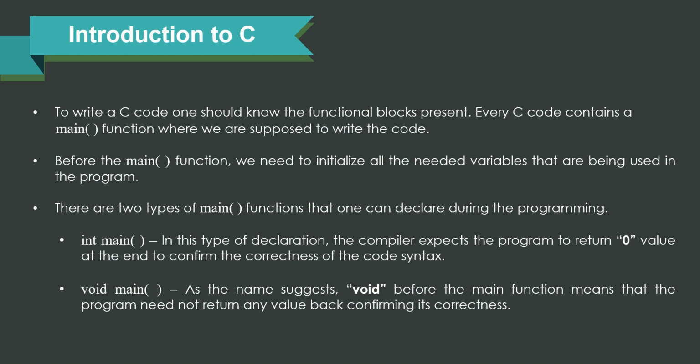To write a C code, one should know the functional blocks which are present in the program first. Every C code contains a main function where we are supposed to write the code. Before the main function, we need to initialize all the needed variables that are being used in the program. There are two types of main functions that one can declare using the programming. One is int main, another one is void main. In the type int main, we got to use the return 0 at the end of the program to conform to the coding guidelines. Void main will let you know that there is no return and it is going to be void, hence we need not return anything in this code.